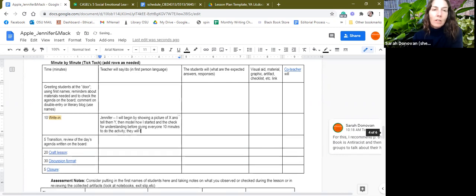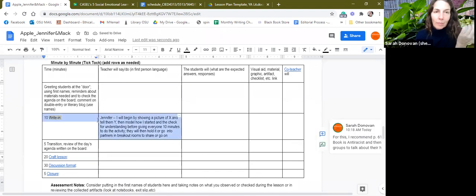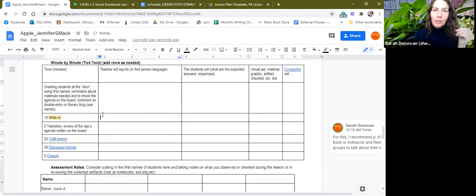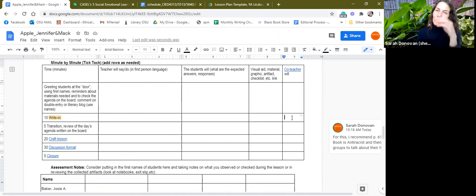They will then hold it up or go into partners in breakout rooms to share, or go on, however you want to do that. Whatever you're going to do for the write-in, talk through how you're going to do it, and what the students are going to do. And then what the co-teacher is doing during this time.